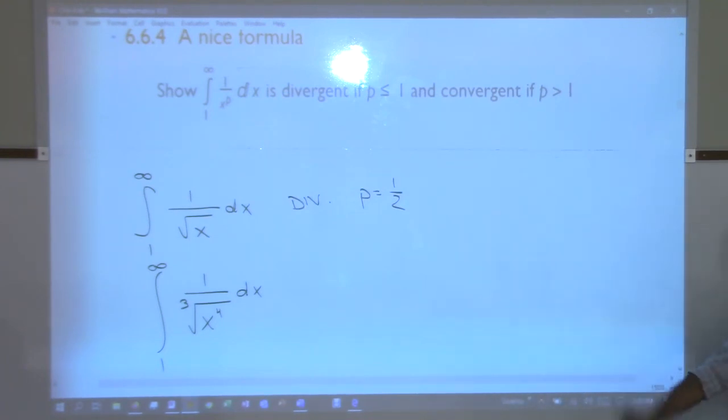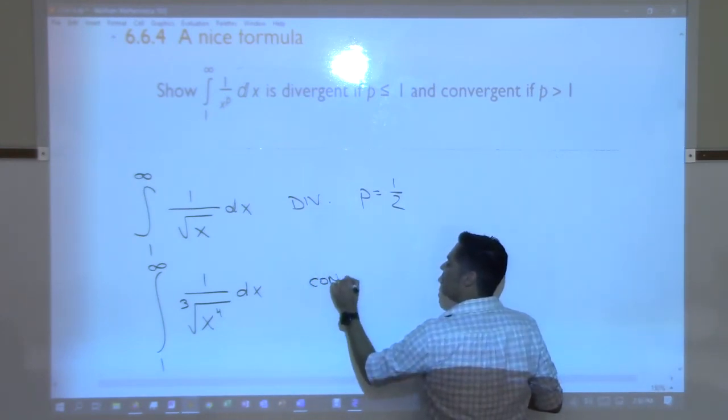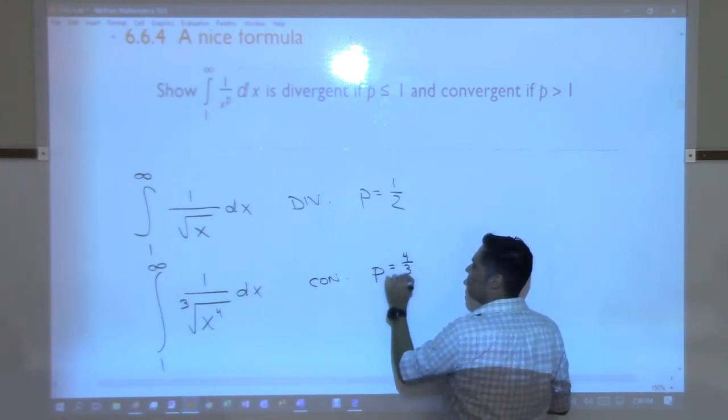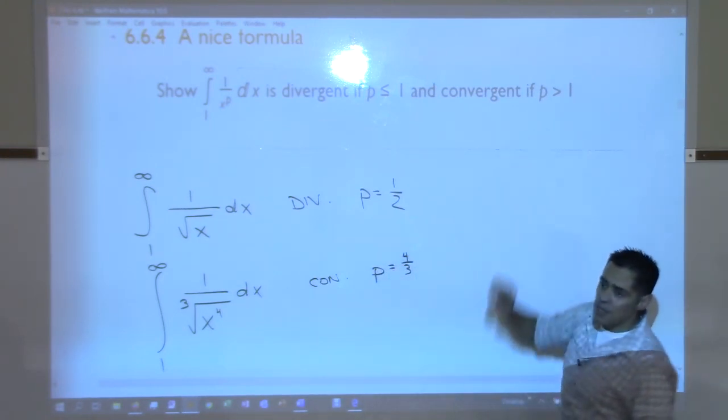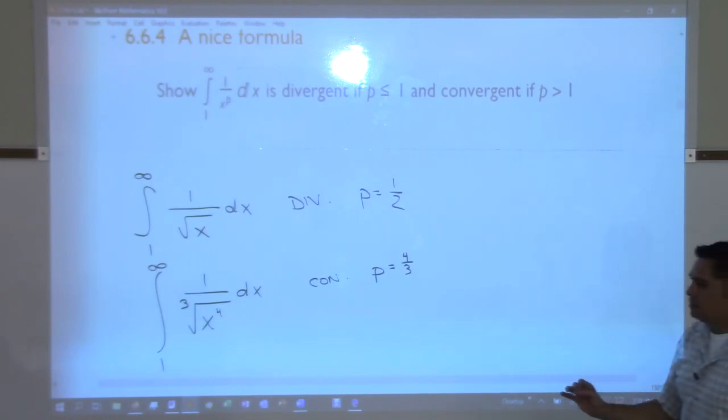What is that? Does that converge or diverge? Converges. It converges because what is the power on x? 4/3. And 4/3 is bigger than 1. Now, does this tell us what it converges to? No. We just know it converges. Got it?